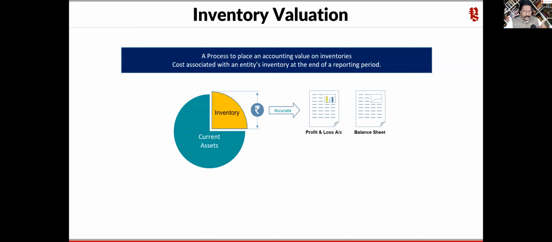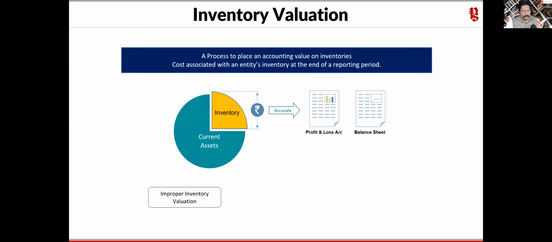In one of our previous sessions, I had explained how closing stock plays an important role, and why the closing stock is represented on the income side of the profit and loss account, which is the credit side of it, and how the debit side of it goes to the balance sheet on your asset side, under your current assets. Okay.